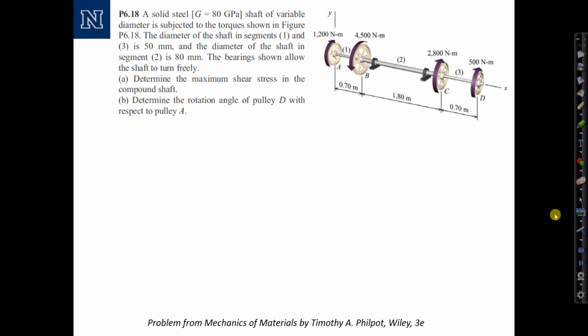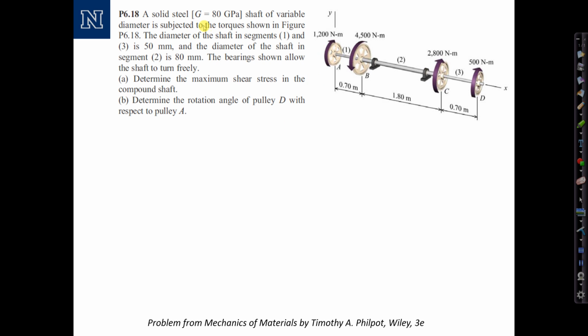The next example that we're going to look at is problem 6.18 from the Mechanics of Materials textbook by Timothy Philpott, Wiley, 3rd edition. This is an example of a gear shaft assembly where internal torques are transmitted to each of the different shafts through external torque loads that are applied by the gears.